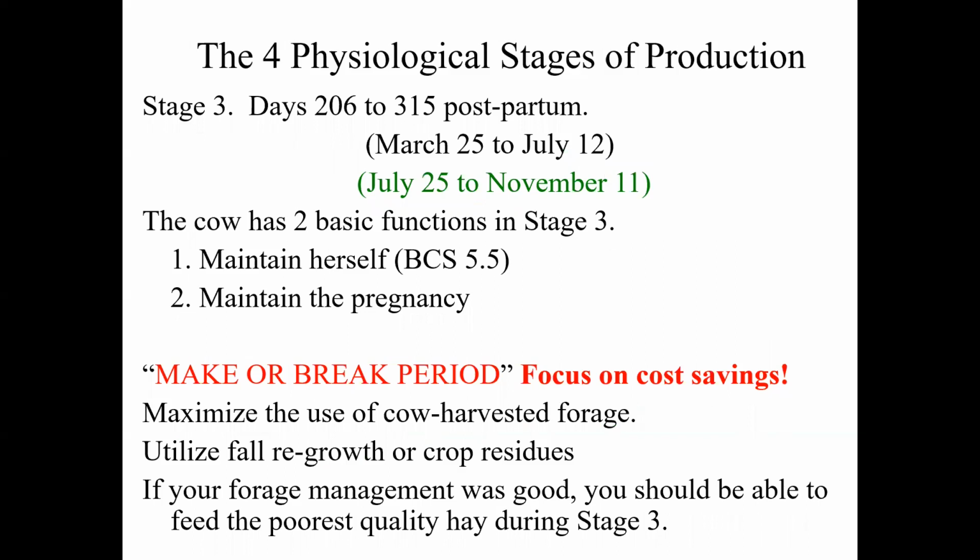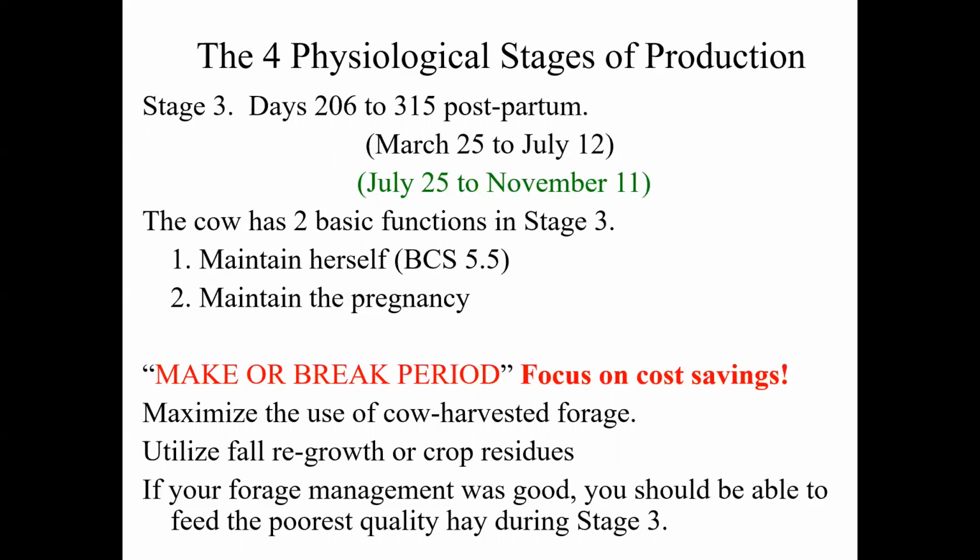During stage 3, which occurs right after weaning, we have days 206 to 315. For a fall calving herd, that would be March 25th to July 12th, and for a spring calving herd, that would be July 25th to November 11th. The cow has 2 basic functions in stage 3. She has to maintain herself and she has to maintain her pregnancy. I call this the make or break period because we need to focus on cost savings. We need to maximize the use of cow harvested forage.